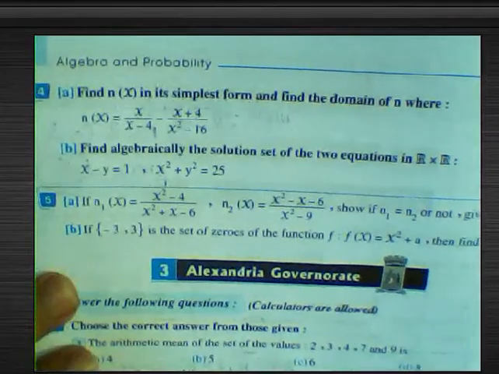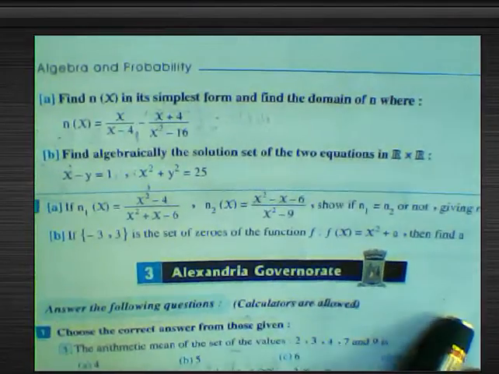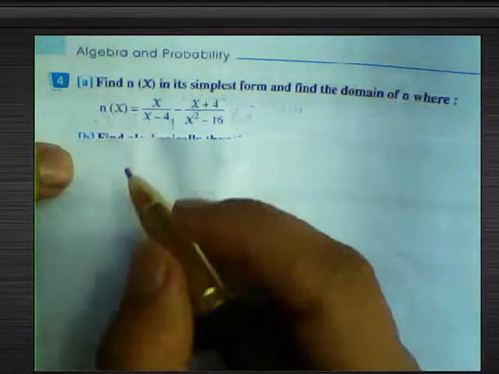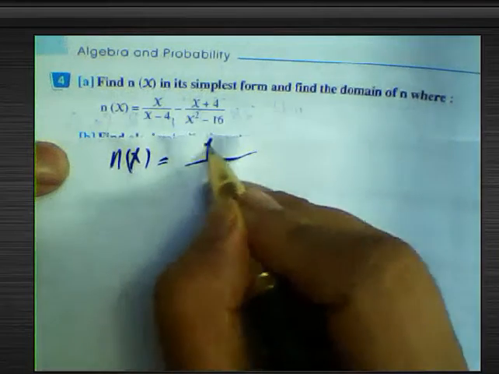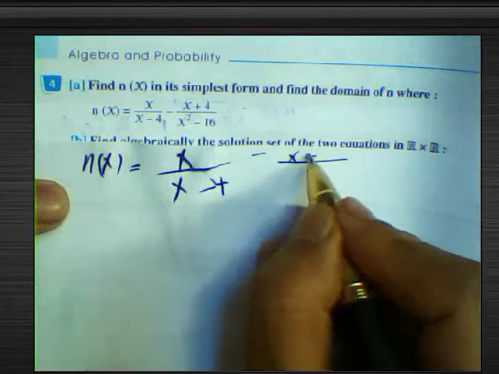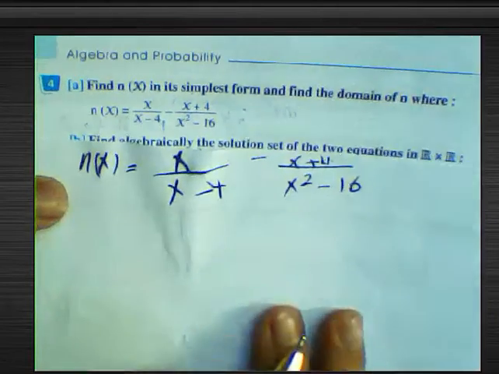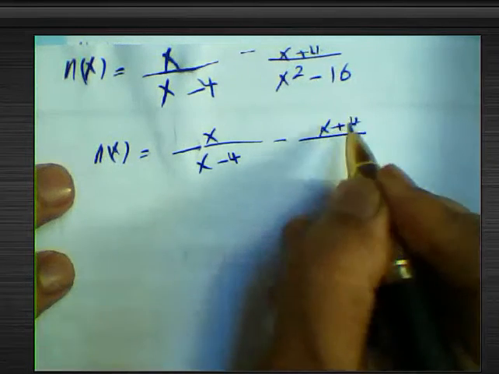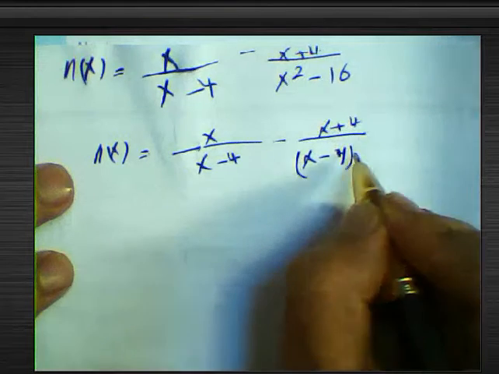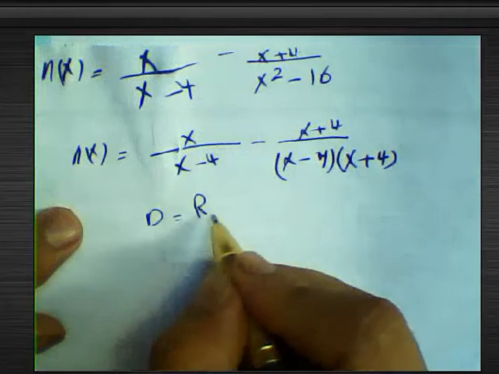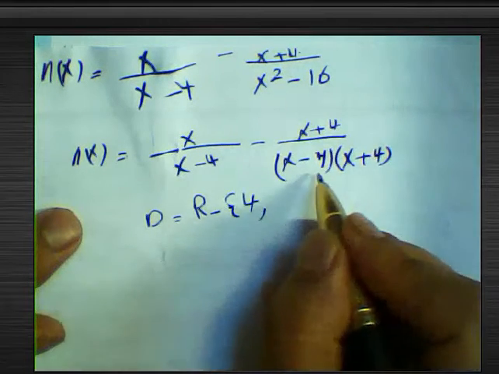Okay, another example, find n of x in the simplest form and find the domain of n, where n of x equals x over x − 4 minus x + 4 over x² − 16. We can simplify it. N of x equals x over x − 4 minus x + 4 over x − 4 times x + 4. We can find the domain R minus the set of 4 and negative 4.